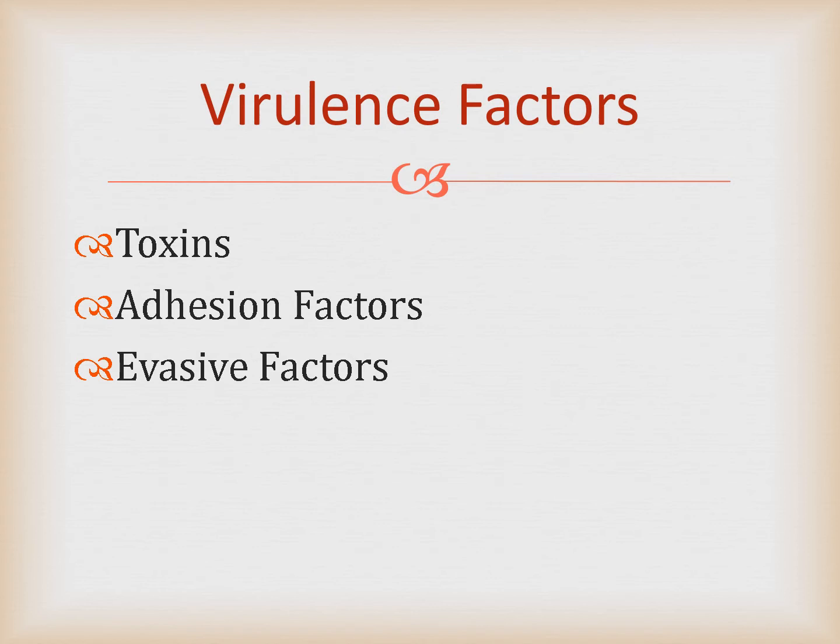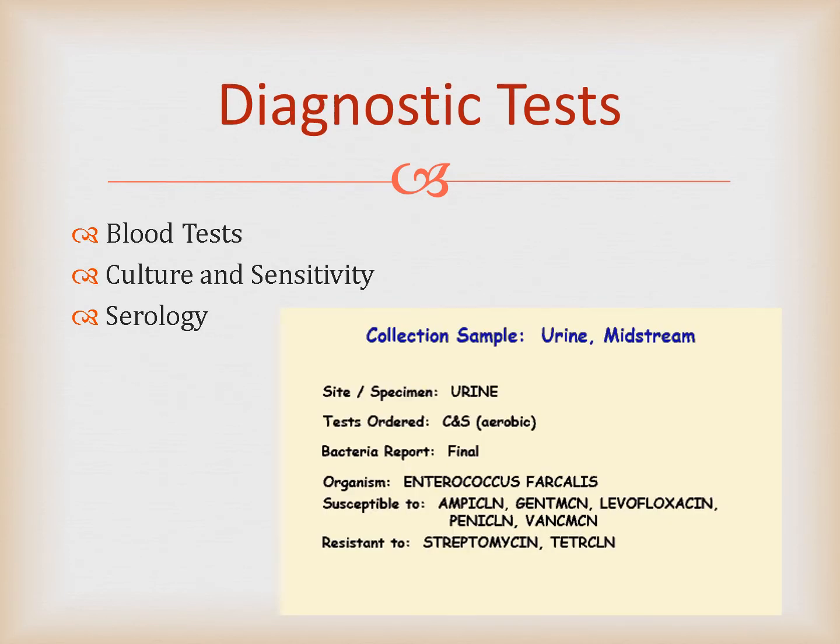These factors in some cases protect the organism from phagocytosis, while other organisms produce evasive factors that confuse the individual's antibody into thinking the organism is friendly and should not be destroyed. Diagnostic tests include blood tests, culture and sensitivity, and serology. Blood tests provide healthcare workers with general information about whether an individual has an infection. The tests themselves do not provide a definitive diagnosis, but rather confirm that an infection is present.